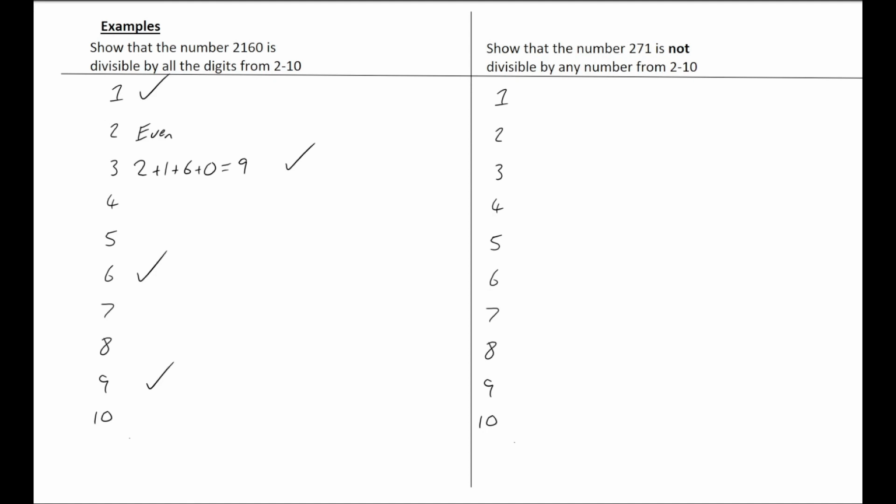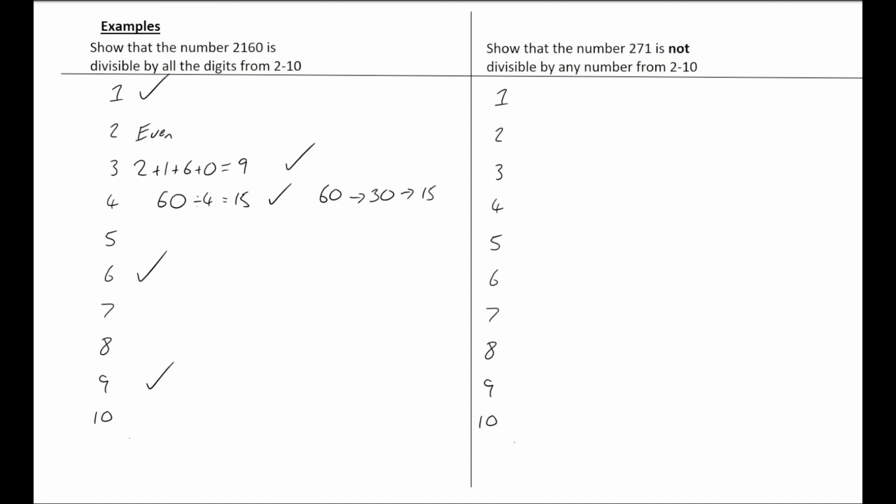All right, let's try the number 4. So the number 4, well, it's got to be even, but also the last 2 digits in the number. So 2160, the last 2 digits are just going to be the number 60. Can you divide that by 4? Well, we can just halve it twice. So 60 divided by 2 would go to 30, and then halve it again, we get to 15. 60 can be divided by 4, which means 2160 can also be divided by 4.